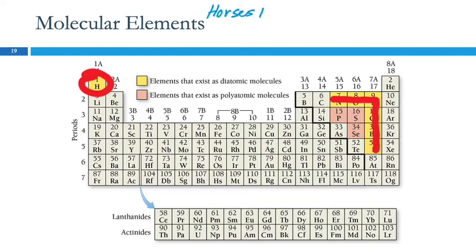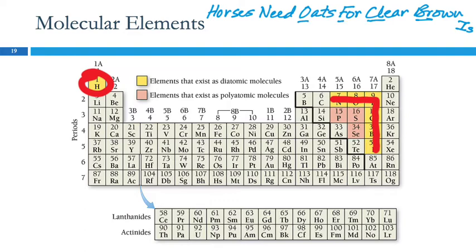Horses need oats for clear brown eyes. And it works out really great until the end. It's Br for bromine, Cl for chlorine, F fluorine, O oxygen, N nitrogen, H hydrogen, H horses, H hydrogen, for clear brown eyes, like seeing eyes, right?